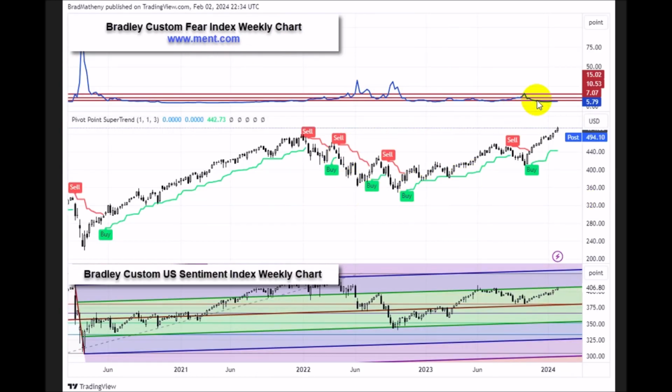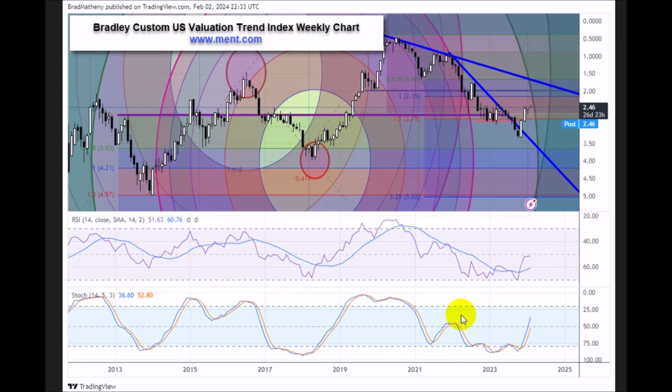The fear index has moved up a little bit, 5.79. The sentiment index is slowly but surely climbing, which means we have still some bullish momentum in this trend. You can thank the FANGs and the Magnificent Seven for this rally right now. U.S. Valuation Trends Index is stalling out. You can see here we have this Fibonacci price amplitude arc that's setting up here in March and April. That means March and April will probably be very volatile. We'll see what happens.